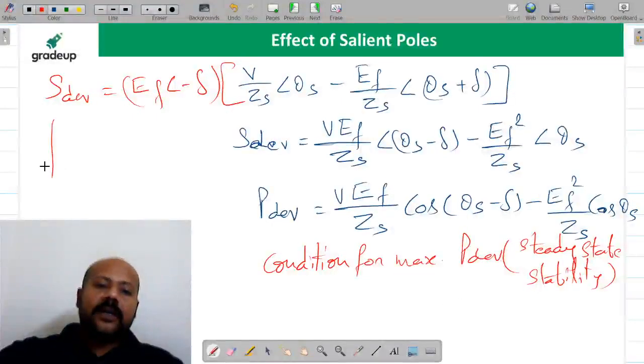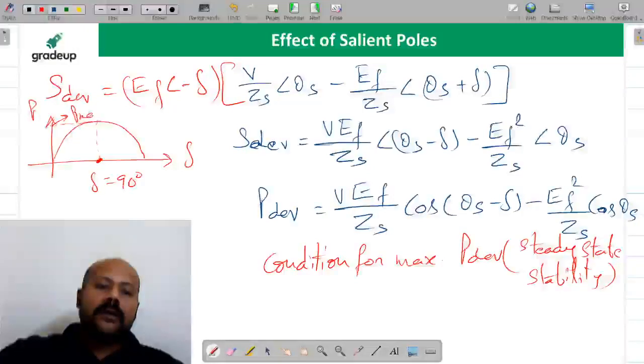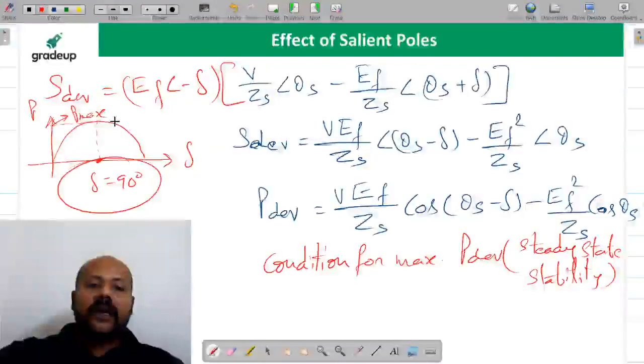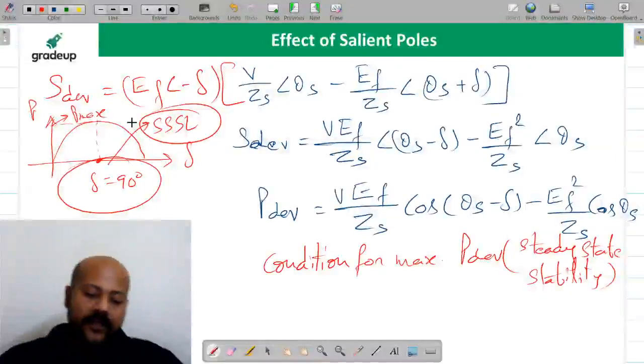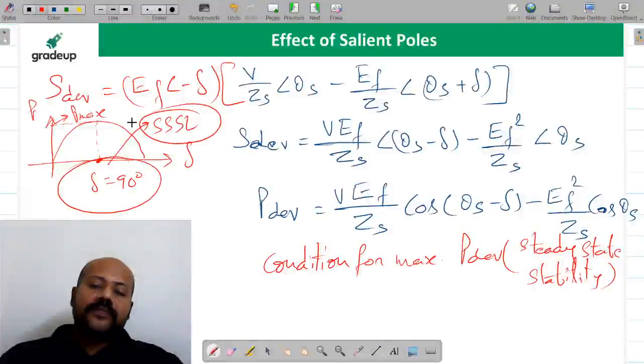You remember this curve? This is real power, this is del angle, and this value del is equal to 90 when we were getting the P max. This we were calling as the steady state stability limit condition. Is it clear to all of you?